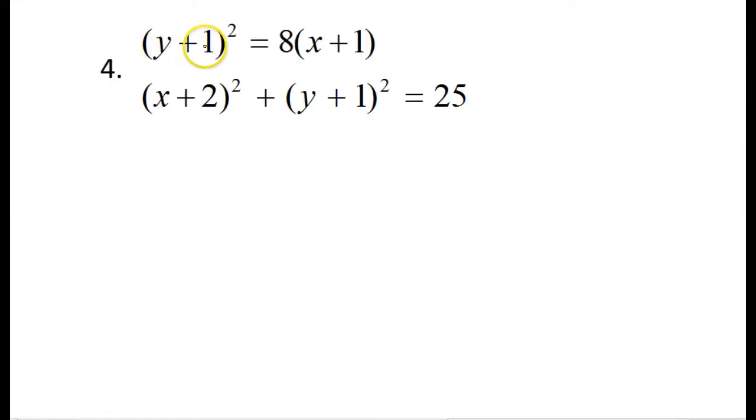Okay, now in problem number 4, the first equation is a parabola. I know this because only one variable is squared. The y is squared, the x is not squared. That makes it a parabola. The second equation is the equation of a circle. Okay, this is the standard form of a circle. Notice the coefficients are the same, 1 and 1. So you know this is going to be a circle.